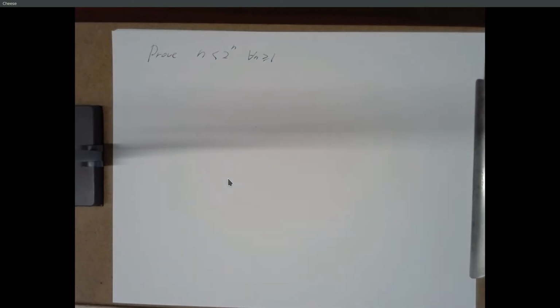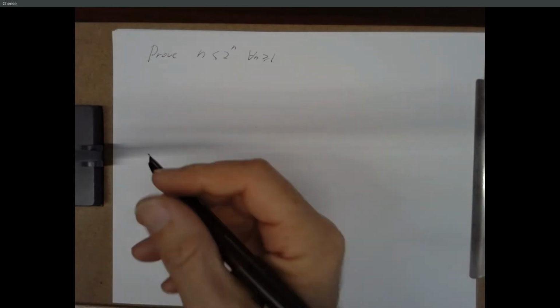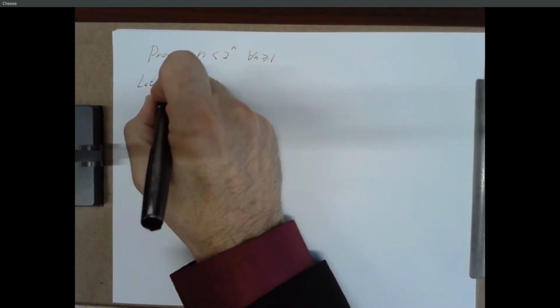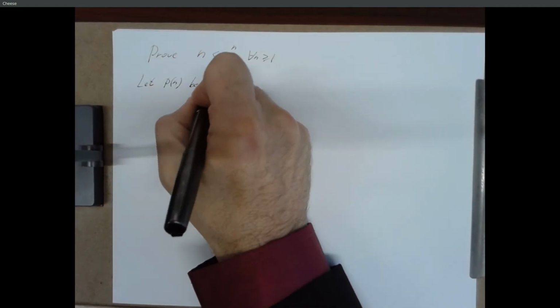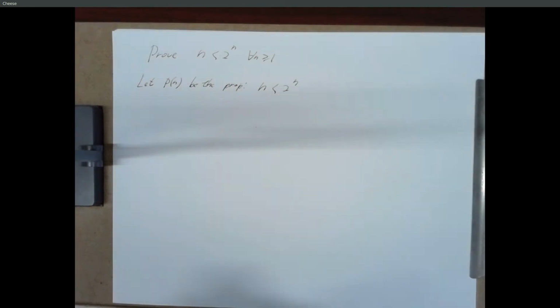So let's prove that n is less than 2 to the n for all n bigger than or equal to 1. We kind of know this is true because 2 to the n's are big, right? 2 squared is bigger than 2. 2 to the first is 2, that's bigger than 1. 2 to the 10th is 1,000, that's bigger than 10. So this isn't really a very startling fact, but let's prove it using mathematical induction. So let P of n be the proposition n is less than 2 to the n.